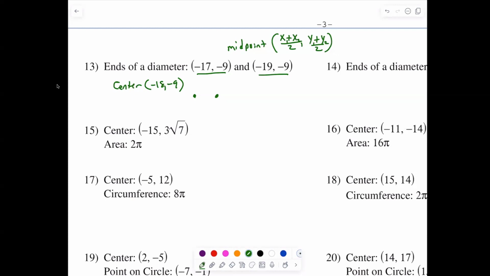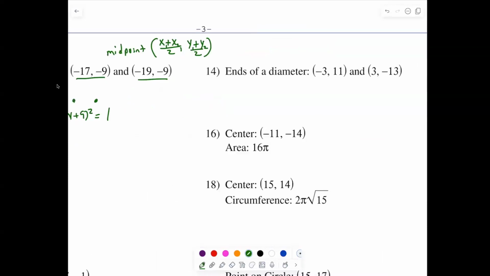So now we can simply go what? X plus 18 squared plus y plus 9 squared equals. Now, what's the distance from negative 17, negative 9 to negative 18, negative 9? 1 unit. Do we agree? If that's 1 unit, that's the radius, correct? And the radius squared is what? 1 as well. Anybody have any issues with that?